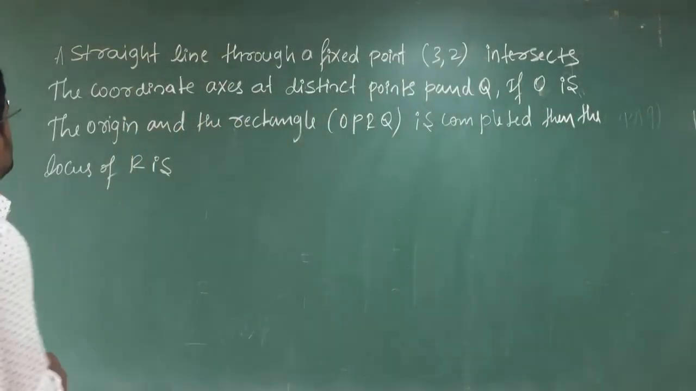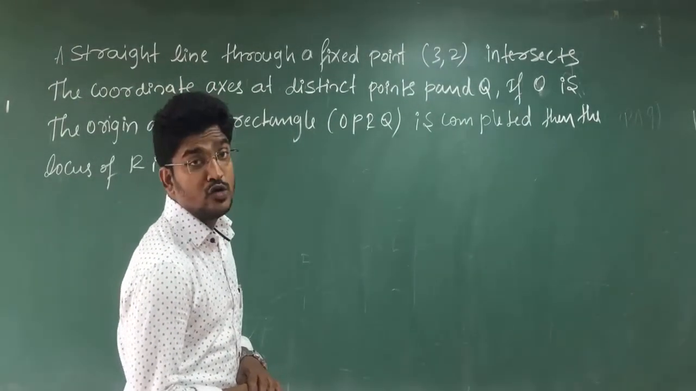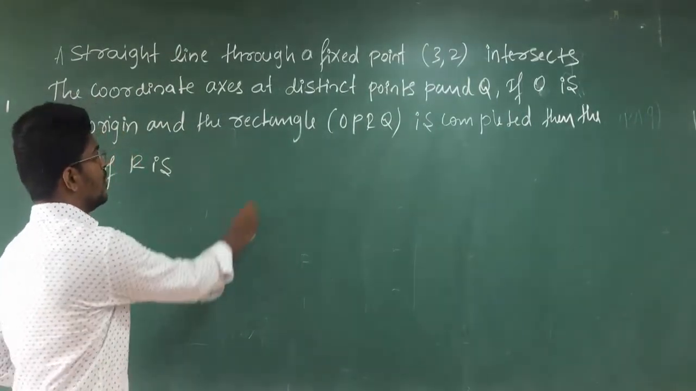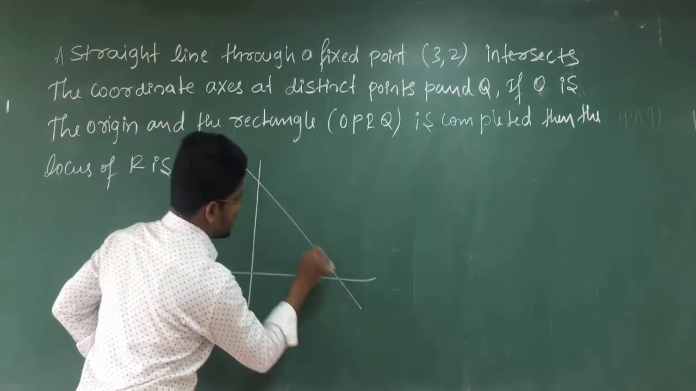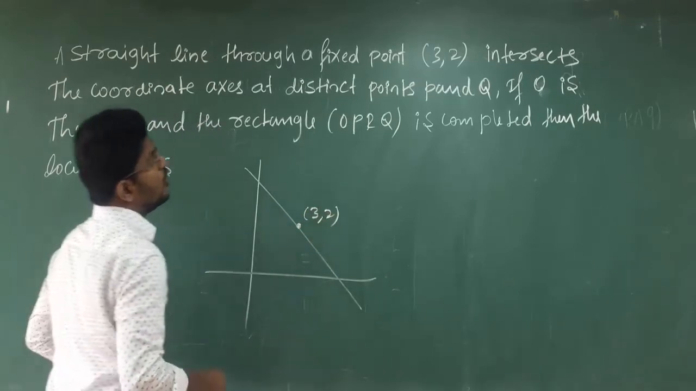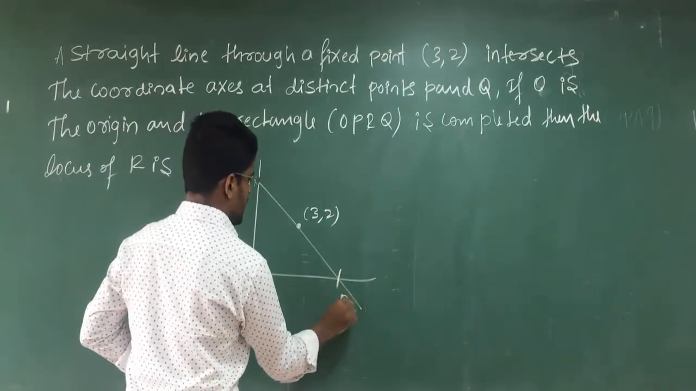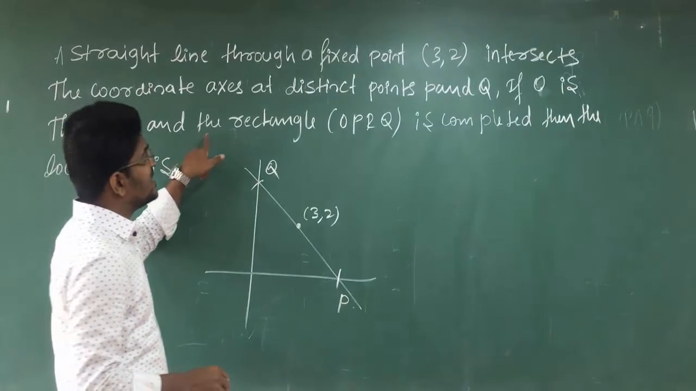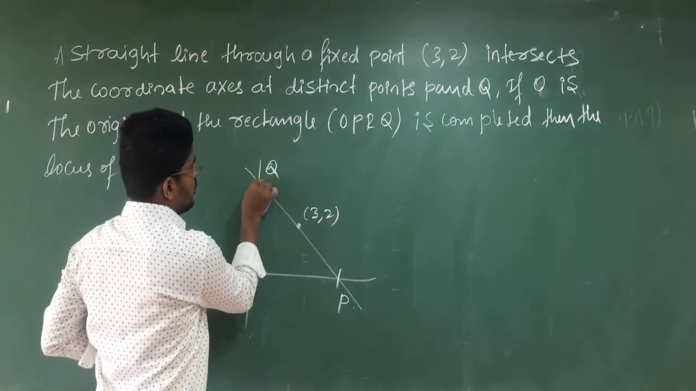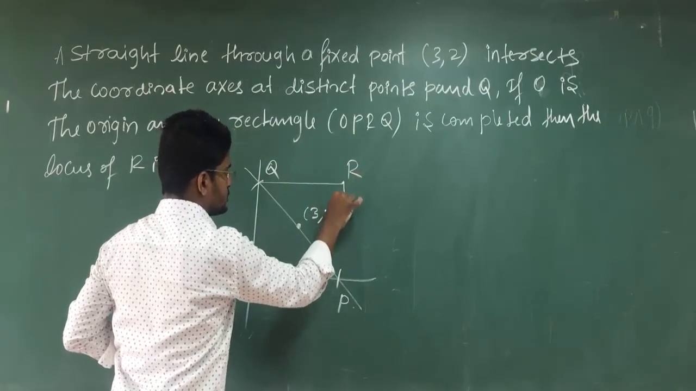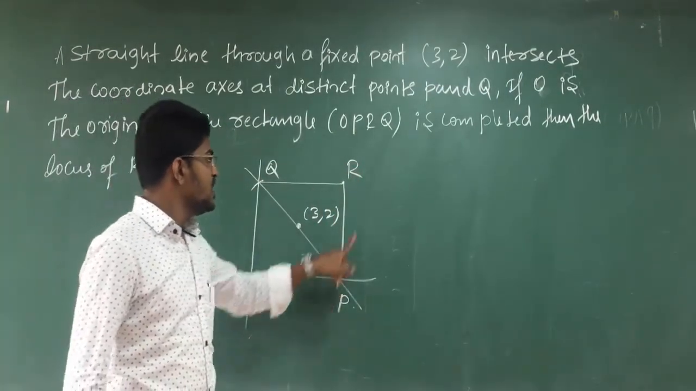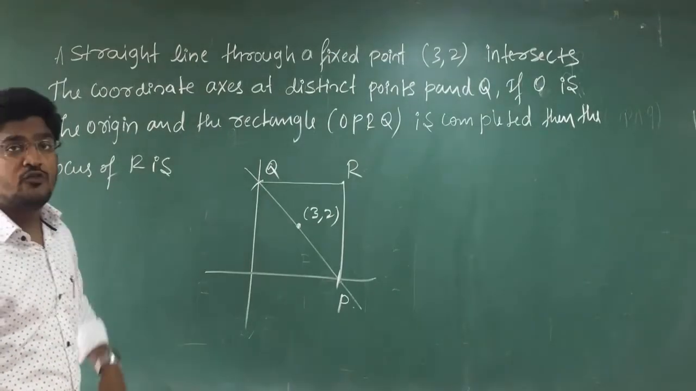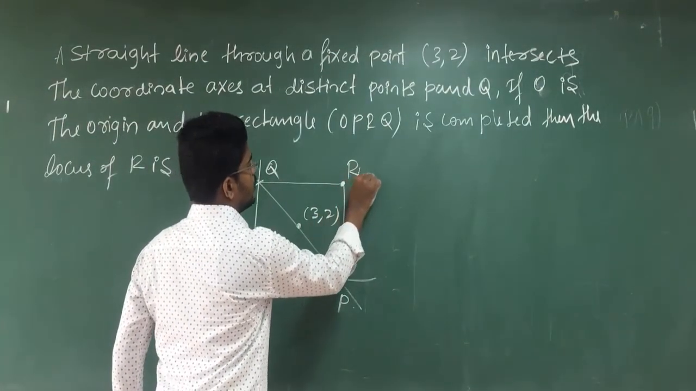A straight line through a fixed point (3, 2) intersects the coordinate axes at distinct points P and Q. Let us take this straight line passing through the fixed point (3, 2) intersecting at two points P and Q. If O is the origin and the rectangle OPRQ is completed, with this point as Q, this point as R and this as P, then the locus of R is, that means they are asking this point's locus.